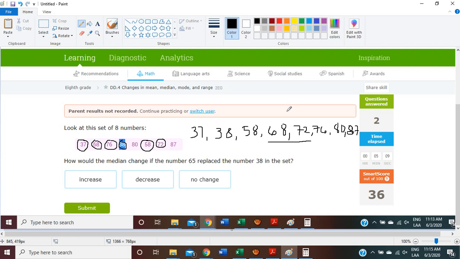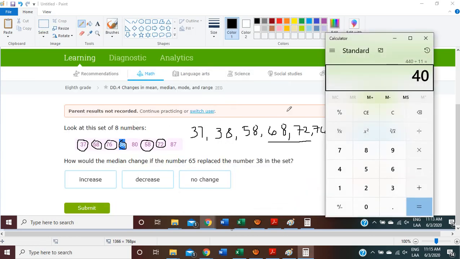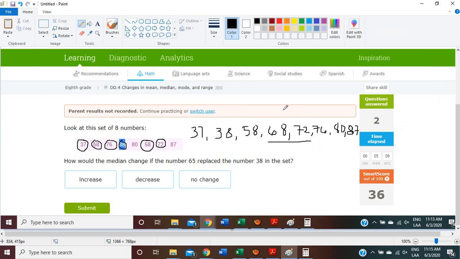Or if you're not very sure about that, you can just add 68 plus 72, and the result, which is 140, you're going to divide it by 2. Okay, so the answer is 70. So for this case, the median is 70.